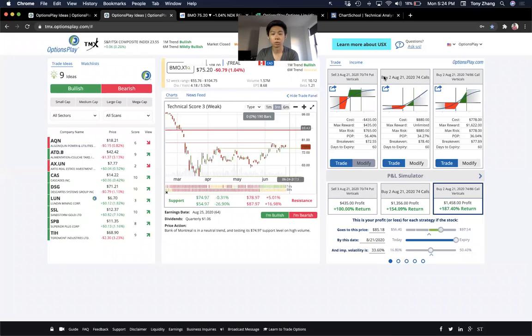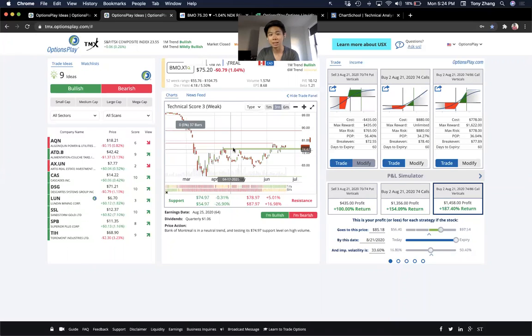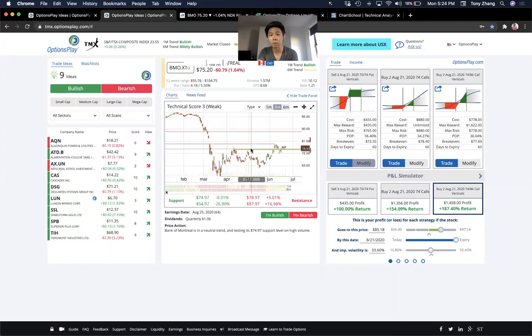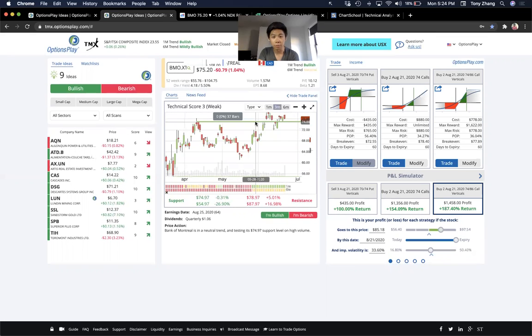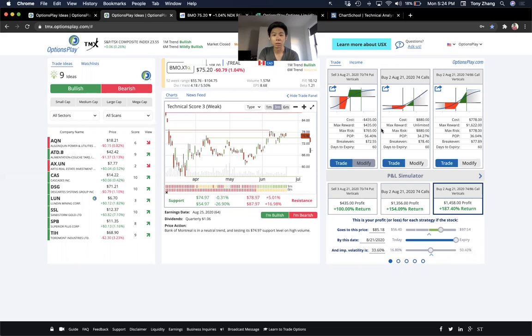What time frame should we use for options? Generally speaking, for options trading, you want to use a daily time frame. That seems to be, in my opinion, the best time frame, because hourly charts are too choppy with equities, and weekly charts are a little too long term. So I always use daily charts.